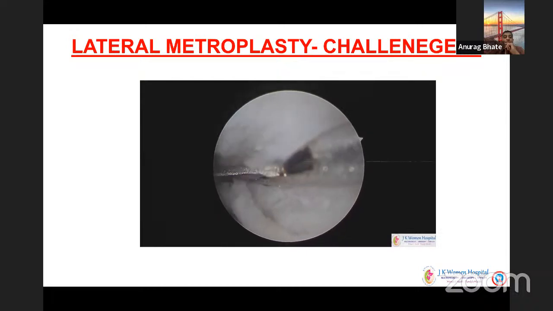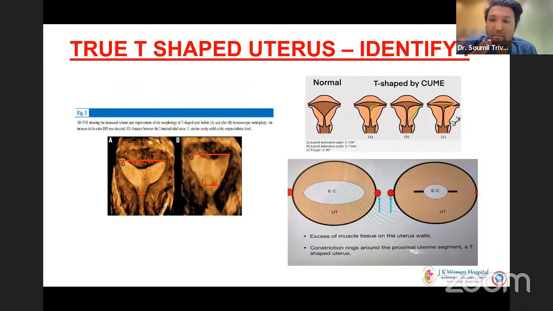Sir, in this, I have a personal comment. Lateral metroplasty is one thing which I still prefer doing with a Collins knife only. I'm not saying it is the right dictum. No, you are right. It is so swift and so fast, very precise. It happens in one second. Because you get the proper angle with it.